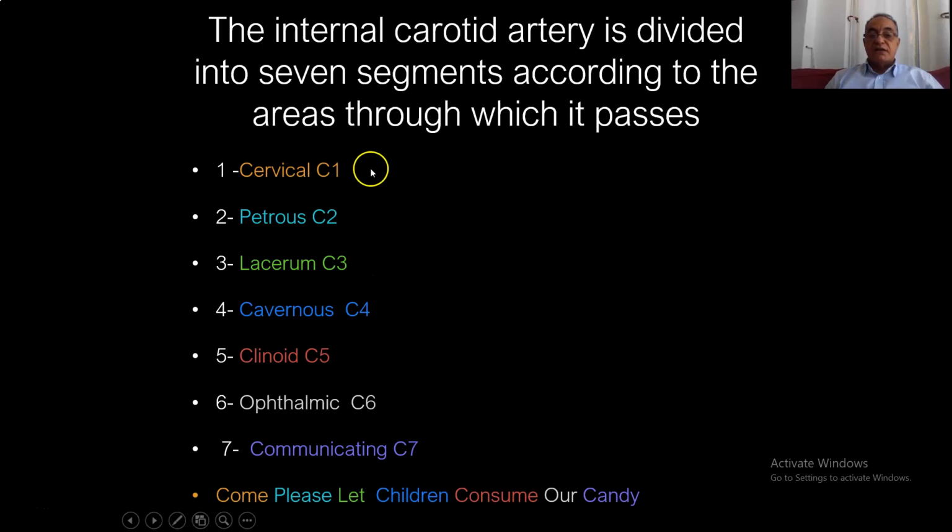So we have the cervical segment, or C1, in the neck; the petrous segment, C2, in the petrous bone; the lacerum segment above the foramen lacerum, leaving the petrous bone; the cavernous segment inside the cavernous sinus; the clinoid segment, medial to the anterior clinoid, which is an extradural segment; and intracranially the ophthalmic segment and the communicating segment. To remember the names: come please, let children consume our candy. Cervical, petrous, lacerum, cavernous, clinoidal, ophthalmic, and communicating.